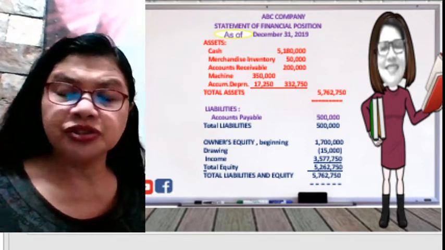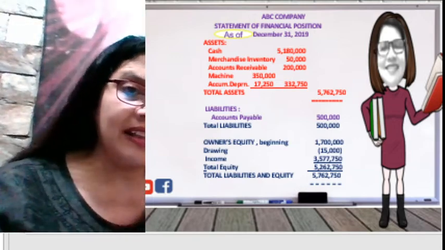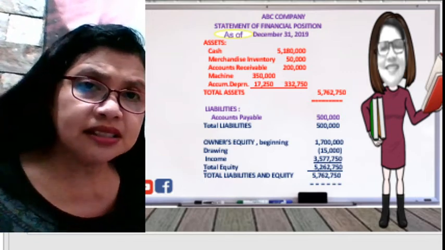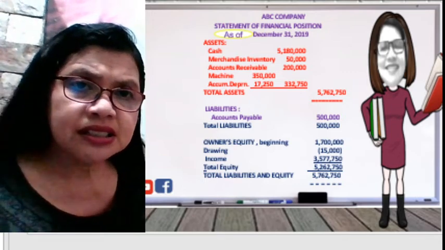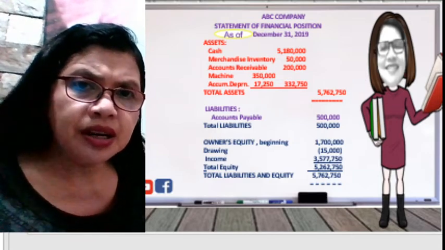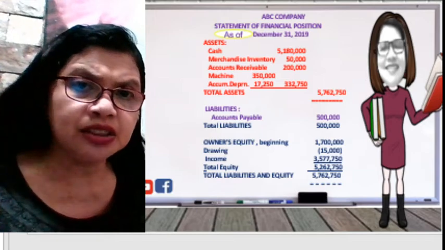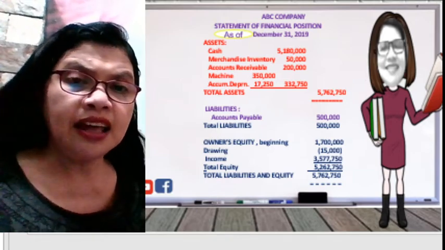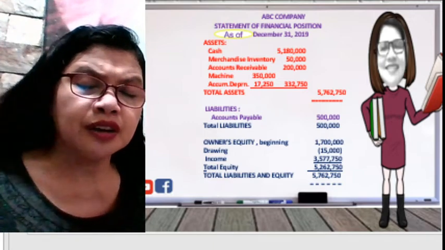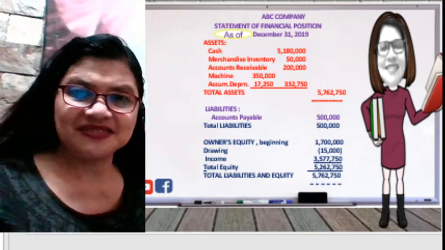And now we have the ABC Company statement of financial position. If you want to see the balances of these accounts, we can. I think I'm also coming closer to the computer. So that is cash, merchandise inventory, etc., until we arrive at the total assets of 5,762,750, and that's also the total of assets and liabilities and equity of ABC Company.